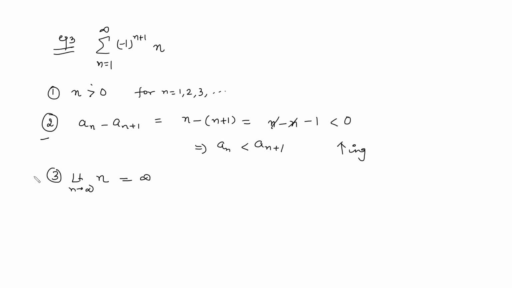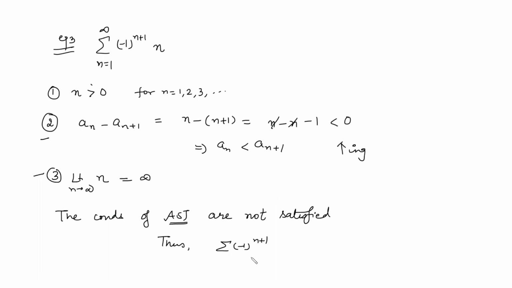So since the conditions are not satisfied, the conditions of the alternating series test are not satisfied. Thus, the given series is divergent. So in this way, we can check the behavior of alternating series. If all the three conditions are satisfied, then the given series is convergent, otherwise not.